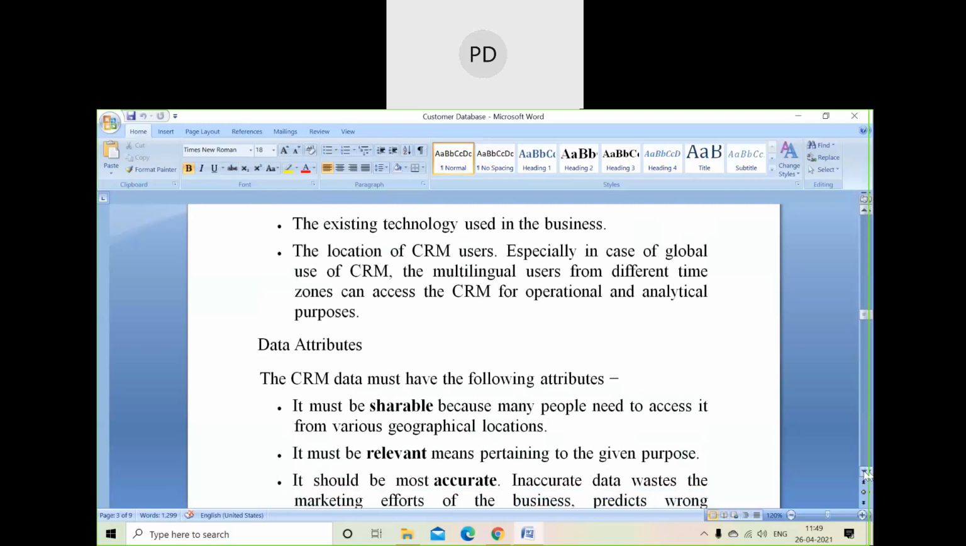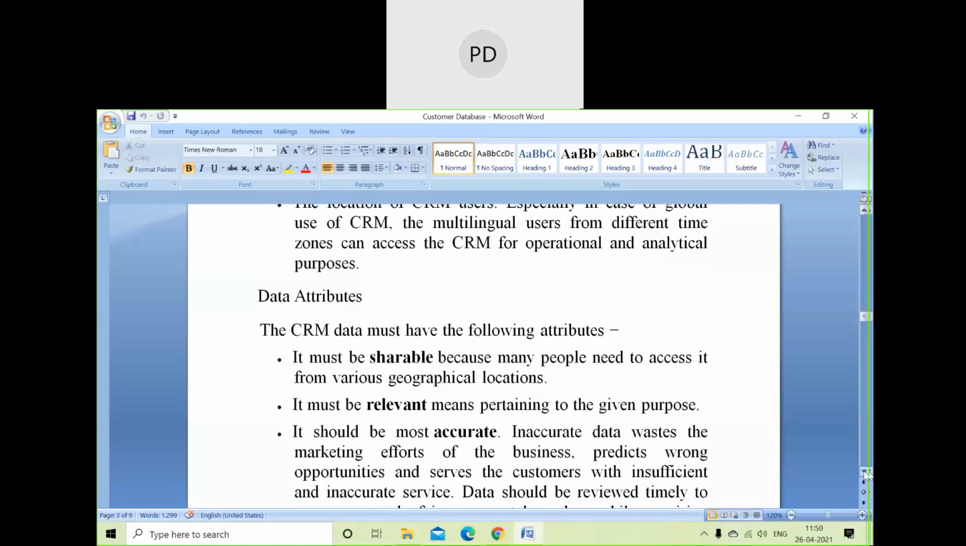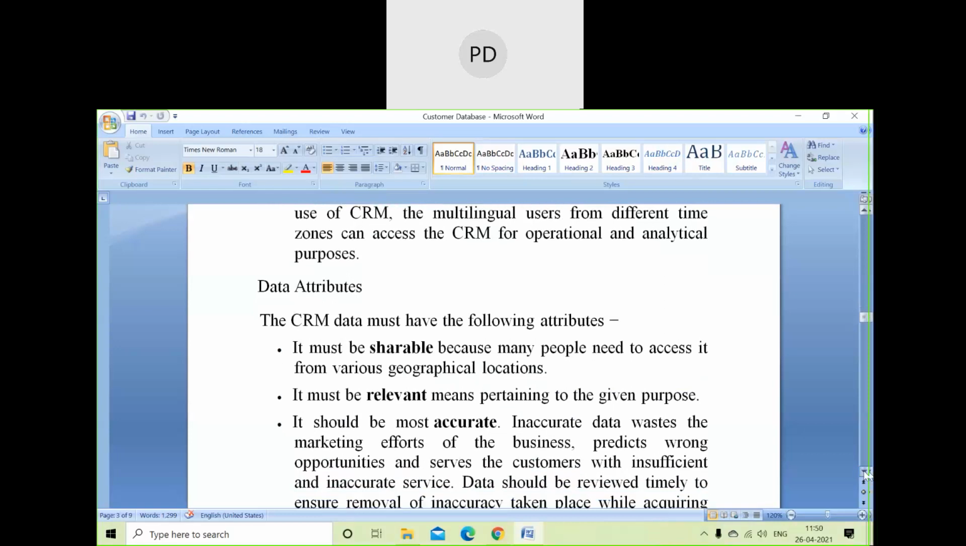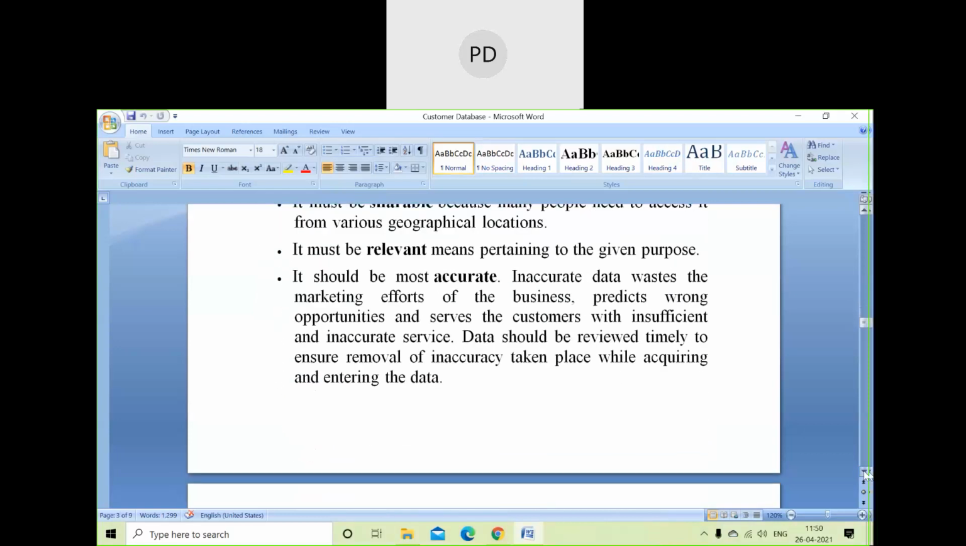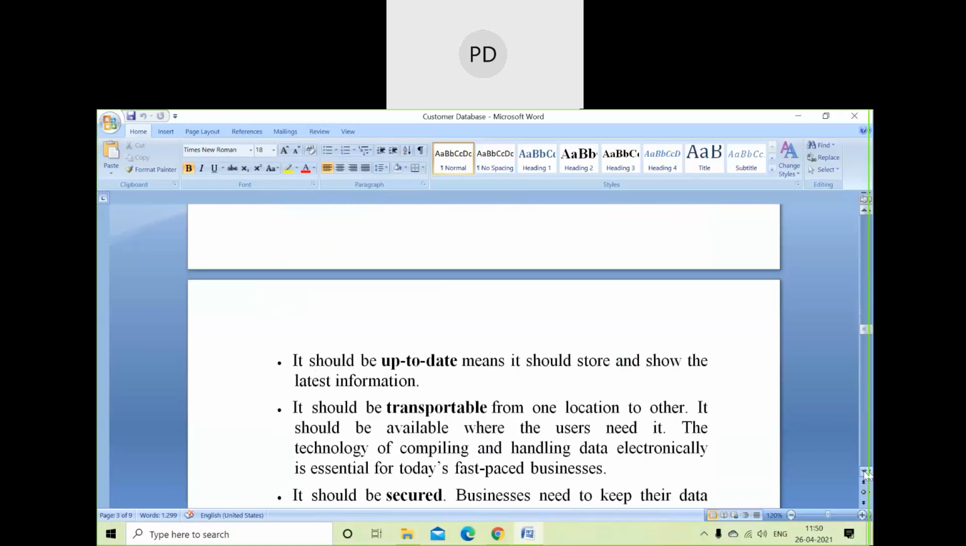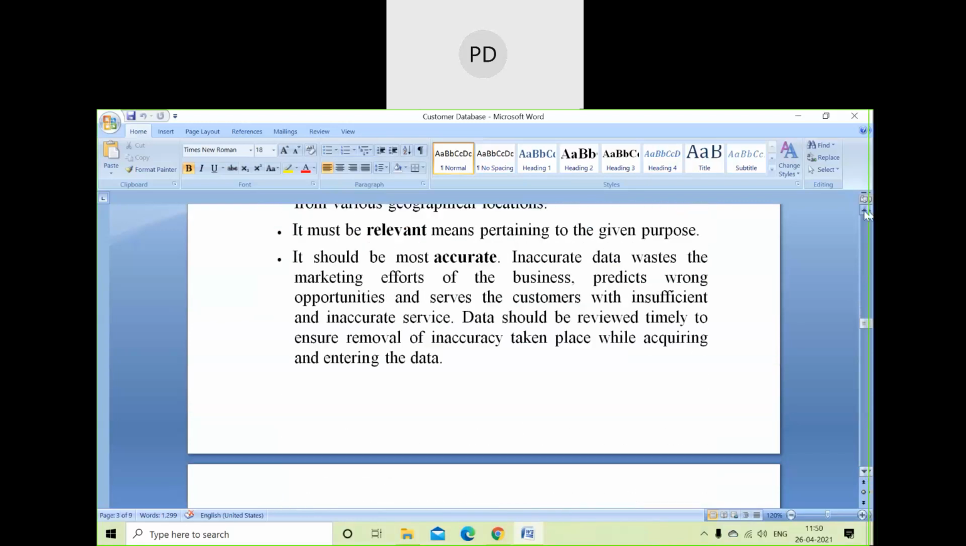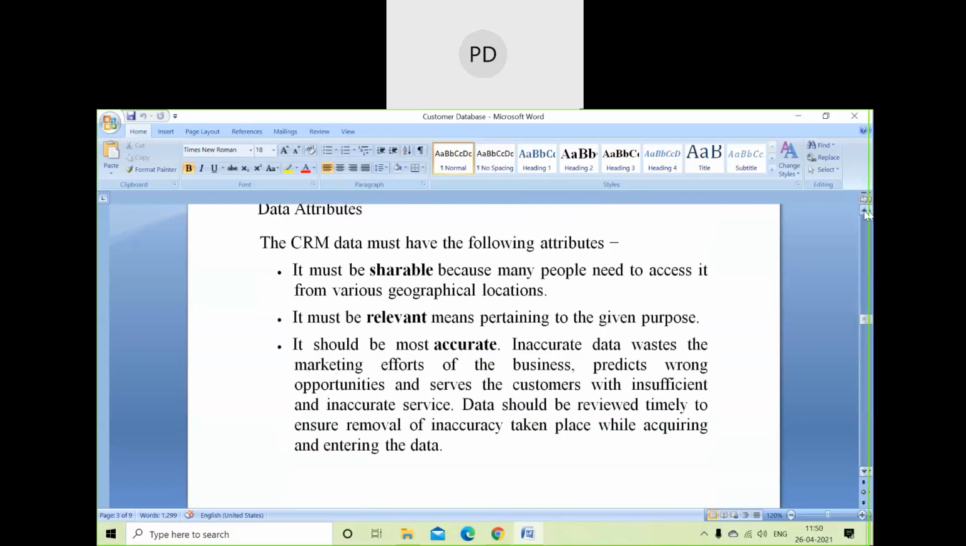अगर क्लास में भी ज्यादा कंसंट्रेट करोगे तो पढ़ने की जरूरत नहीं पड़ेगी. तो डाटा एट्रीब्यूट्स में तुम्हारा क्या क्या है? The data should be shareable, relevant, accurate, up to date, transportable, and secured. So basically, I'm talking about how a data should be.